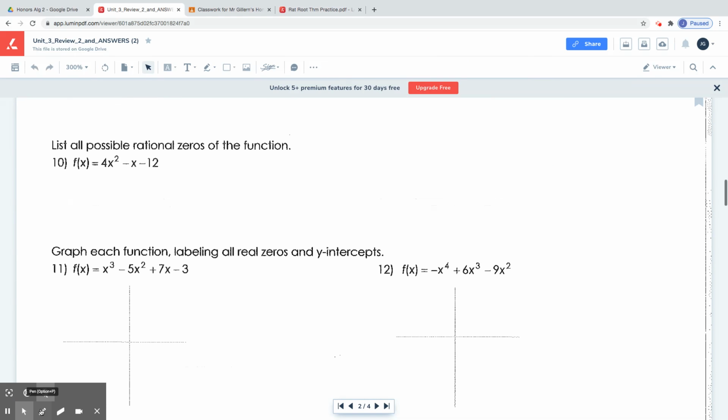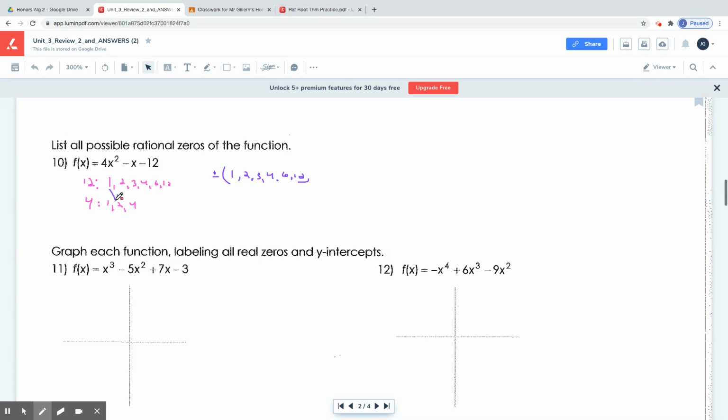Number 10, listing all the possible rational zeros. So we look at our constant, which is 12, and our leading coefficient, which is 4. So I get 1, 2, 3, 4, 6, and 12 over 1, 2, and 4. Now, these are all plus or minus. I'm not going to write a plus or minus in front of all of them. So it's plus or minus 1, 2, 3, 4, 6, 12.